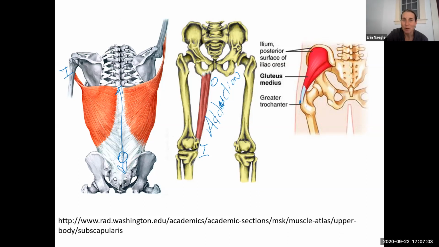When this contracts, it's going to shorten, right? So if this shortens, what's going to happen to this bone? Woo! It's going to go outward. So that is one of your major abductors, the gluteus medius. Just try it out. See if you can feel your gluteus medius doing its job.